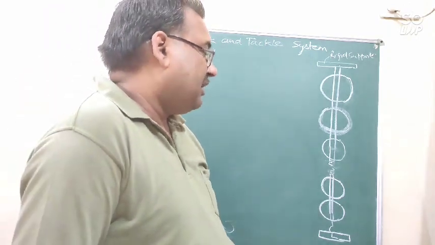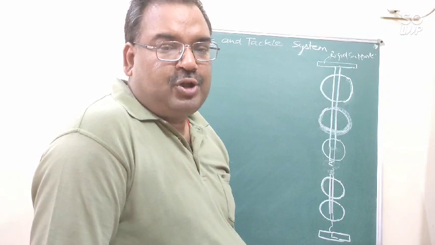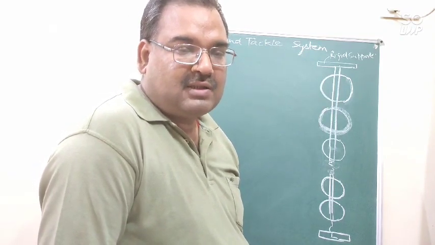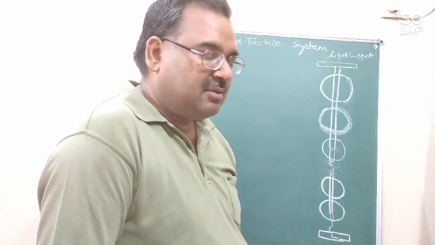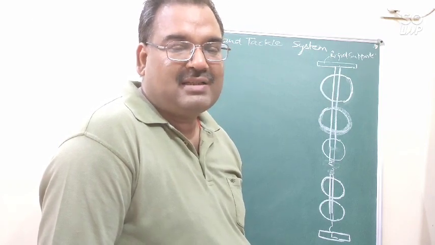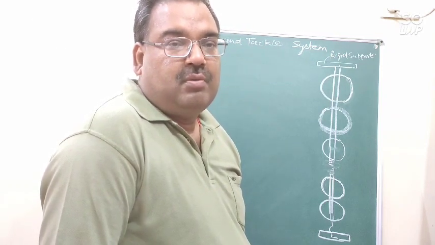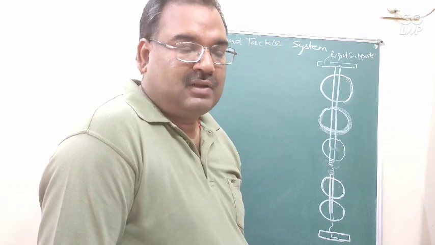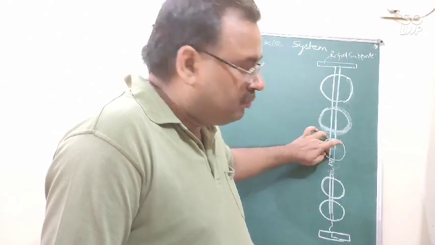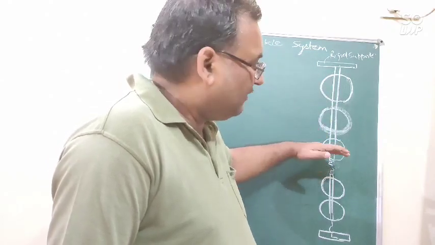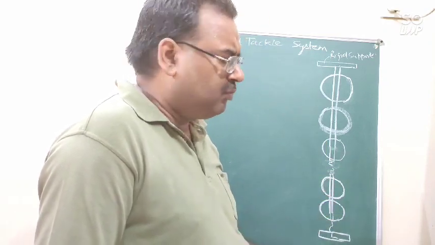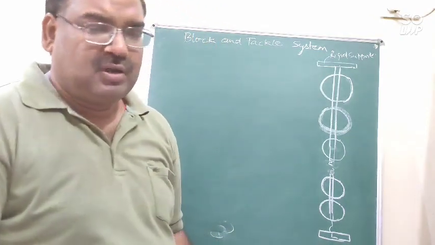But there are two kinds of block and tackle system. One which has an equal number of pulleys both in the fixed block and the movable block. The second one is a system in which the number of pulleys in the movable block is less than the number of pulleys in the fixed block. Like you can see here, there are 3 pulleys in the upper block, that is the fixed block, and there are only 2 pulleys in the lower block. Now what is most important here is to put the tackle.